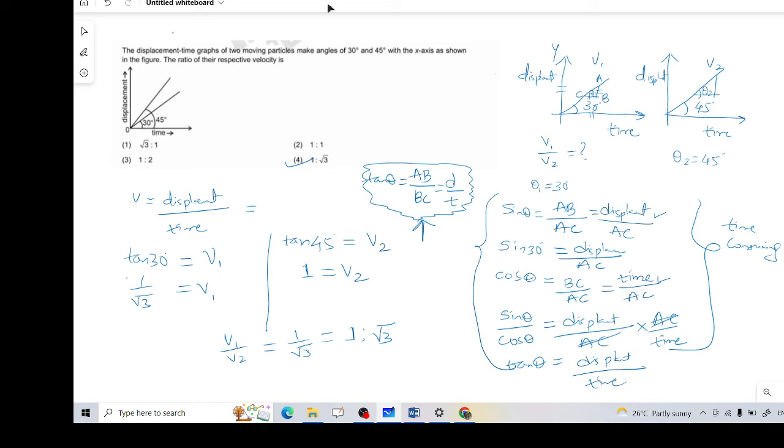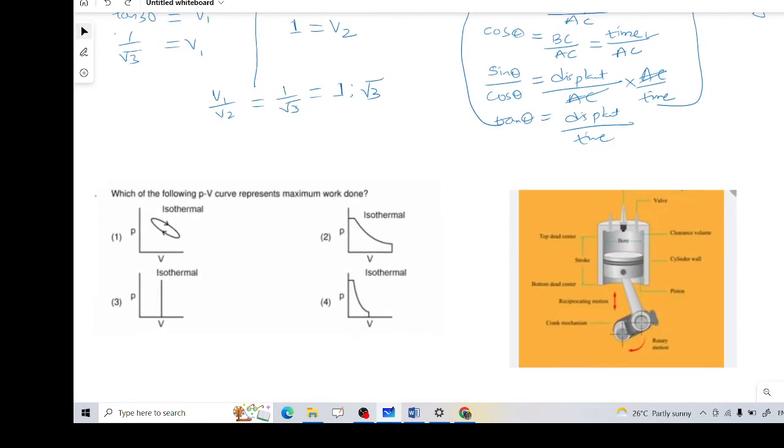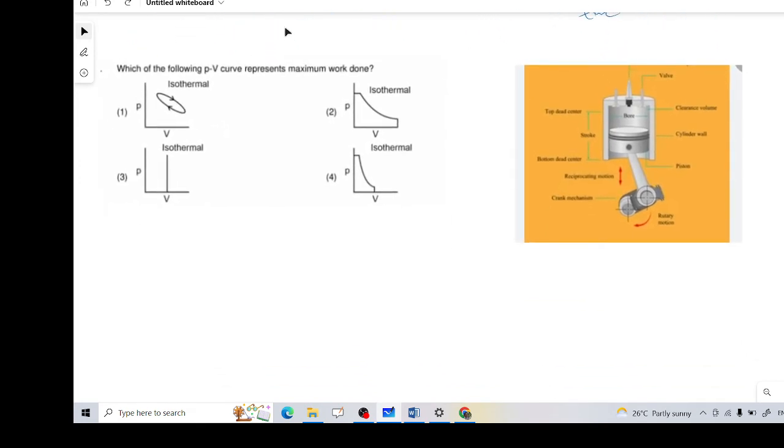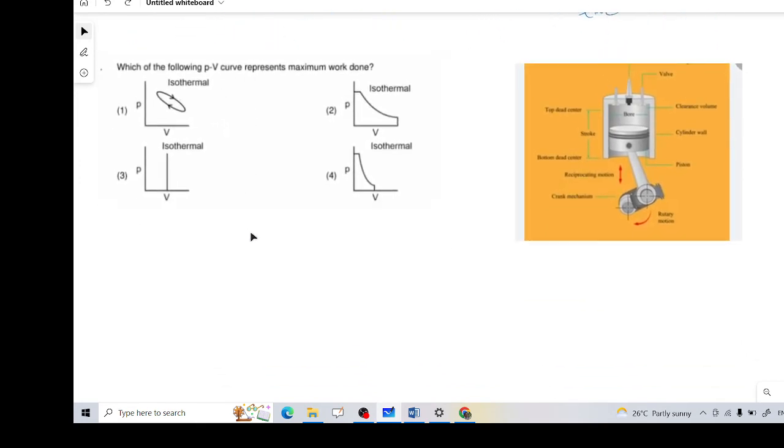The next one is related to the thermodynamics chapter of class 11. So here they have given 4 graphs. Among these 4 graphs, we need to find the maximum work done. So this PV graph is representing the work done.